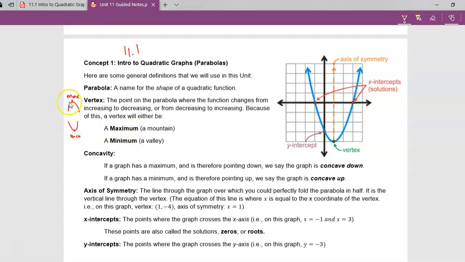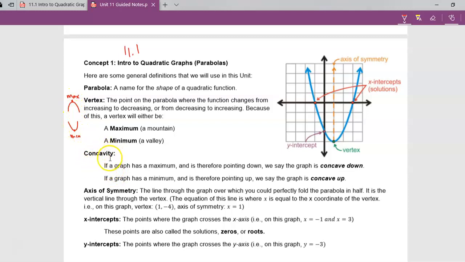Because it goes from increasing to decreasing or decreasing to increasing. When it is a mountain, it's called a max, and when it's a valley, it's called a min. Okay, but it's always going to be that point that's called the vertex.